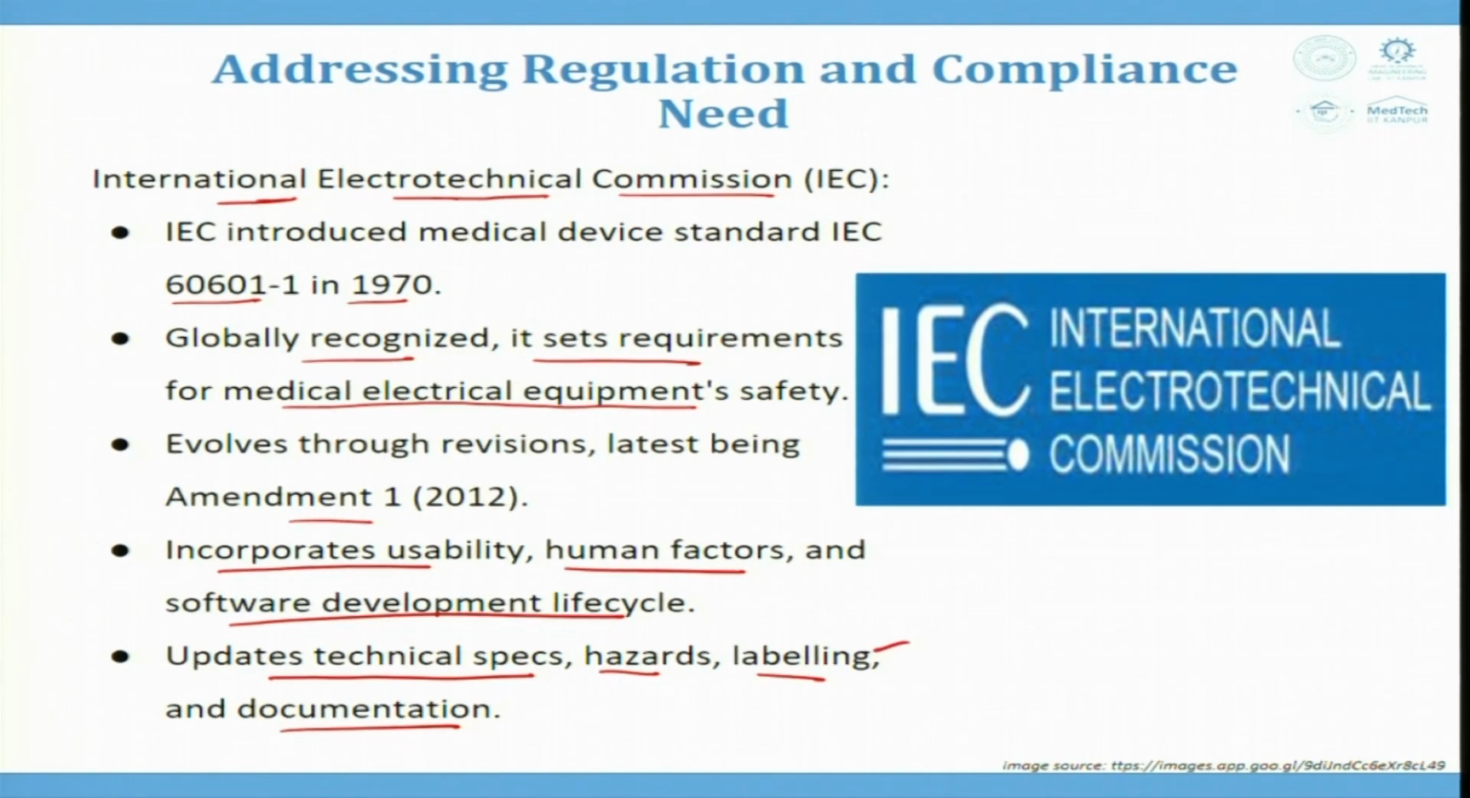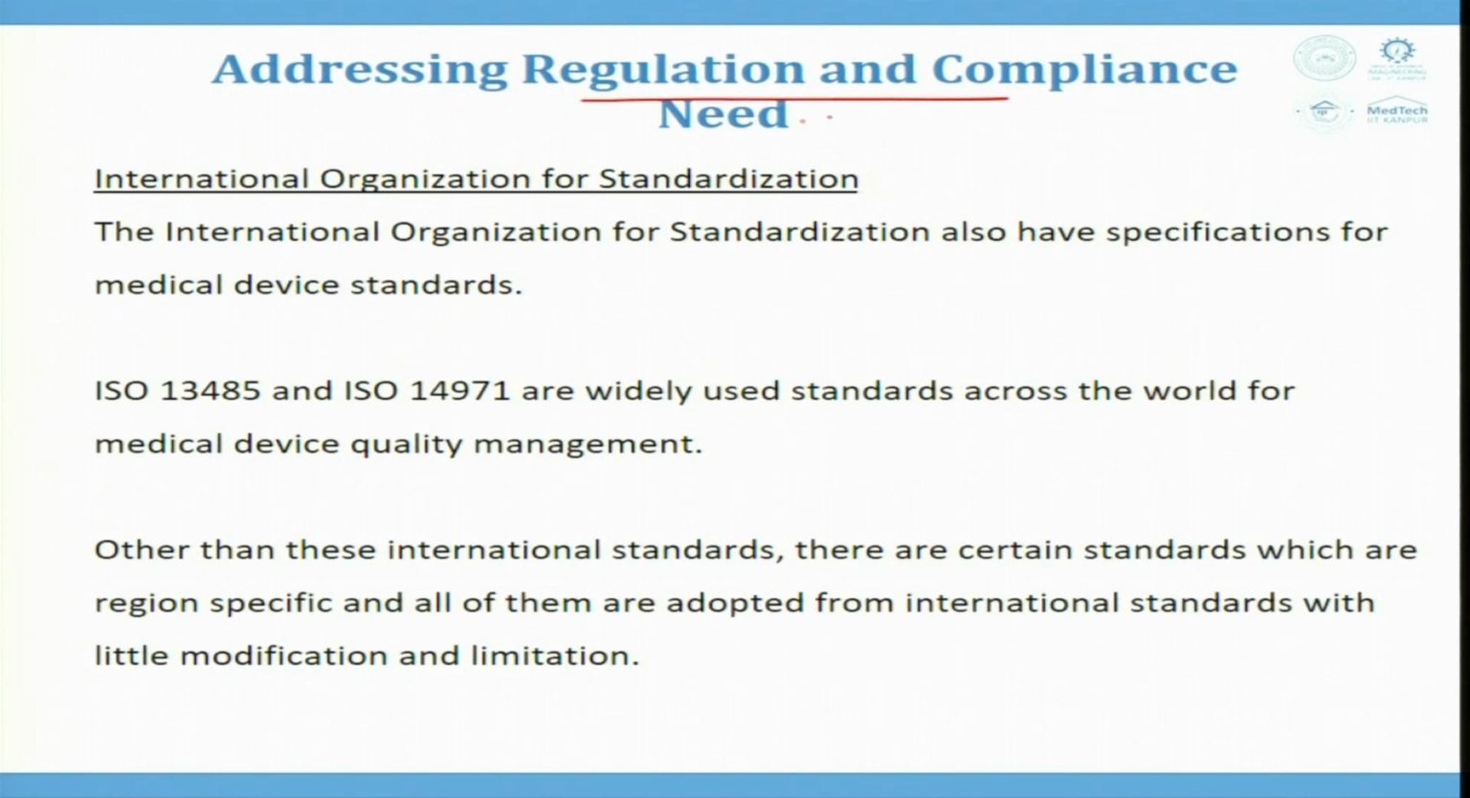Now, again further in addressing regulation and compliances need, International Organization for Standardization has given specifications for medical device standards, that is the ISO system which I discussed in the previous lectures, ISO 13485 and ISO 14971. This is for manufacturing of medical device. These are widely used standards across the world for medical device quality management. These are QMS systems anyway. Other than these international standards, there are certain standards which are region specific, and all of them are adopted from the international standards with little modification and limitation.